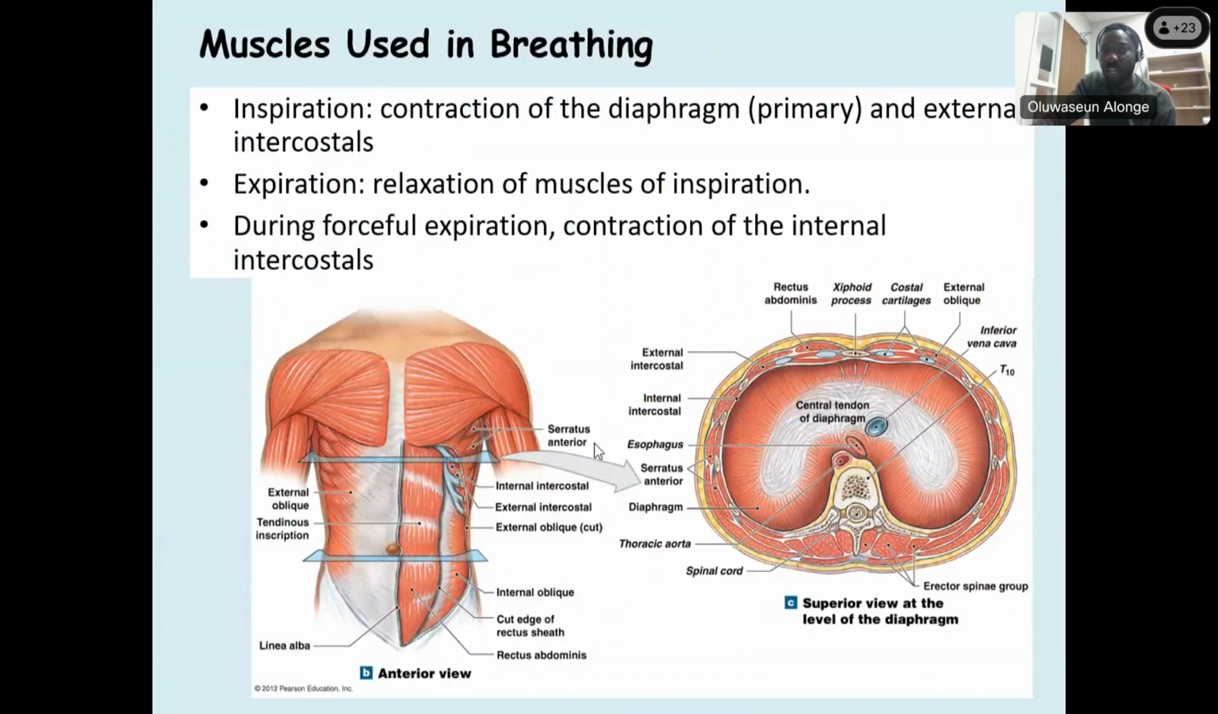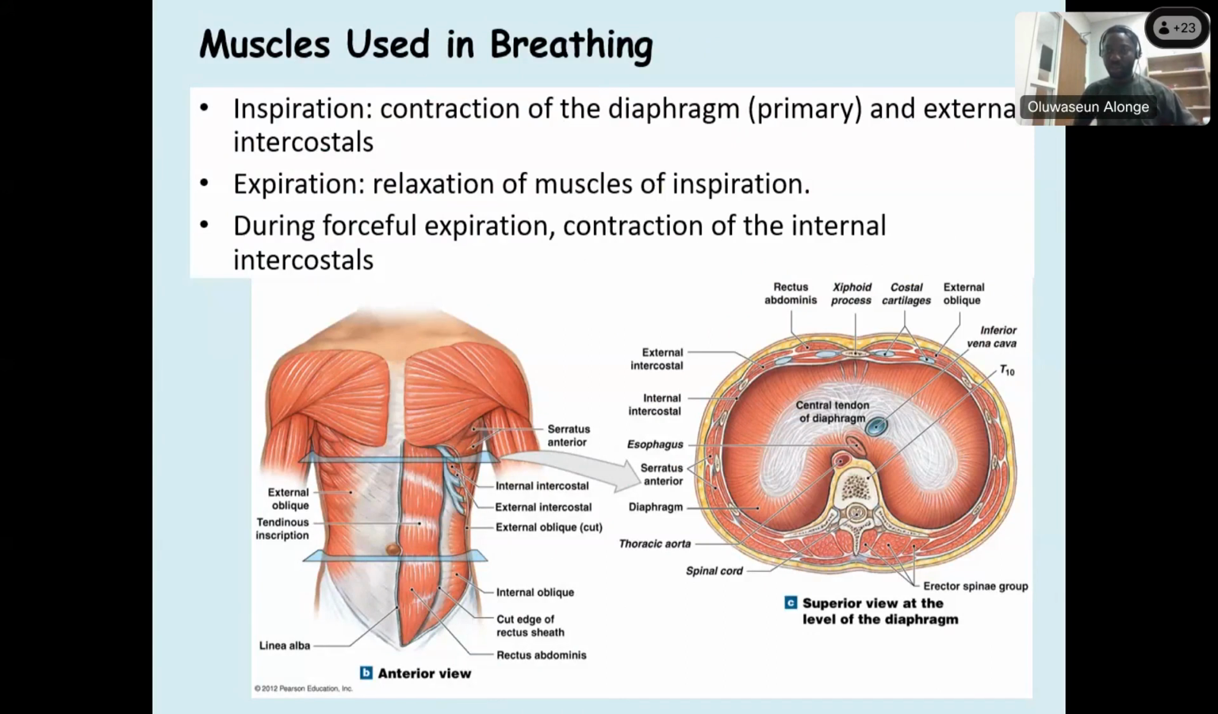Then the muscles that are used in breathing, that's what I was just touching. The contraction of the diaphragm. The diaphragm is the key muscle responsible for breathing. When the diaphragm contracts, it flattens, and then the rib cage increases, right? The external intercostals contract as well, and then elevate the rib cage.